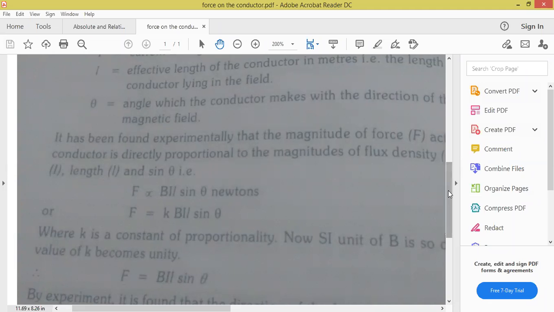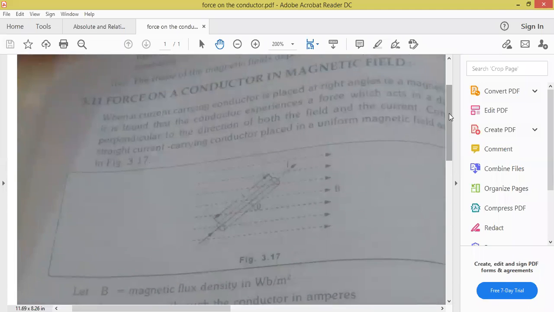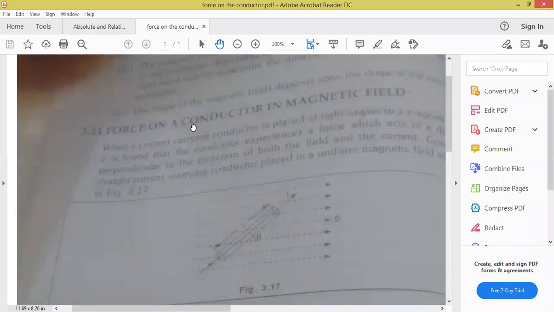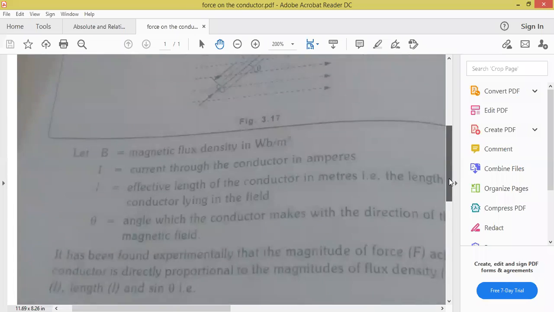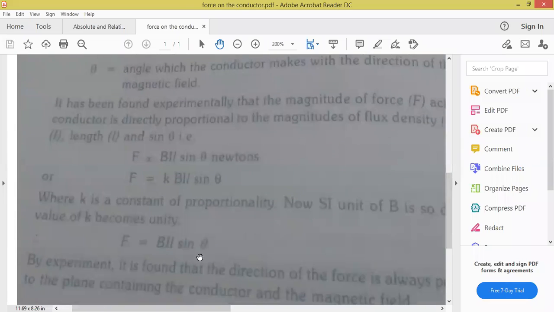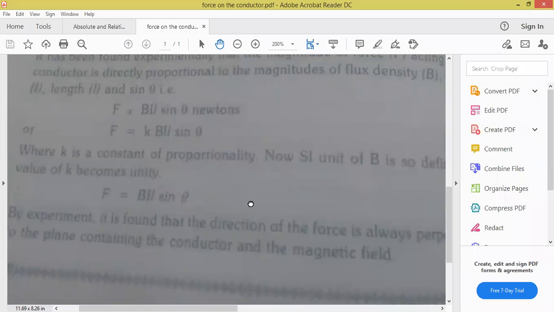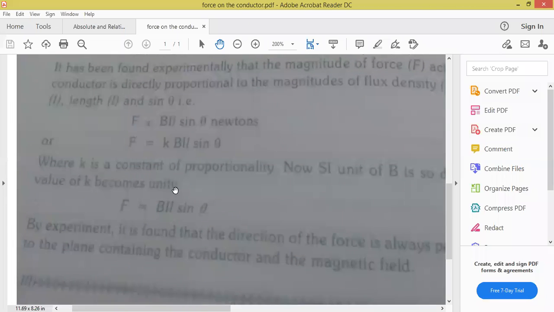So today onwards, force experienced by a conductor in magnetic field. What is the force experienced by the conductor in magnetic field? Tell me anyone. BIL sine theta. F is equal to BIL sine theta. Is it clear to all of you? Okay. F is equal to BIL sine theta.